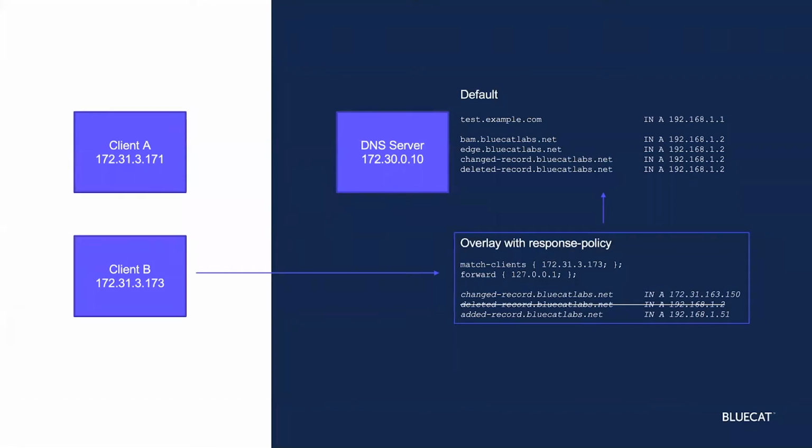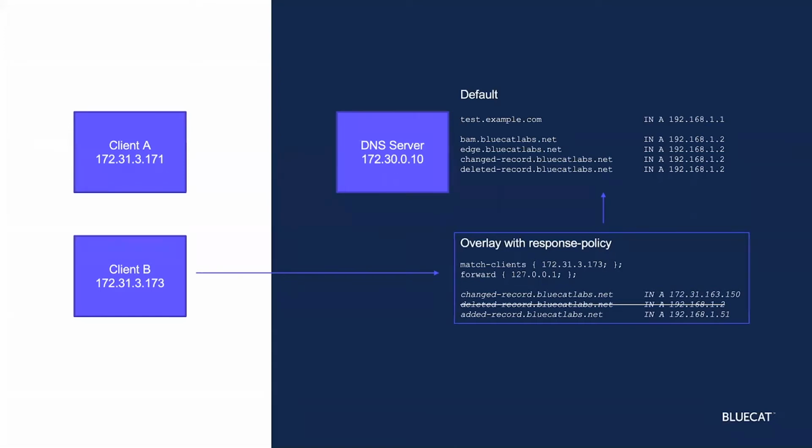To do this, we add a view with a response policy. This view then forwards to localhost. For clients that match this overlay view, any records that are in this view will get answered out of it, but anything that's not explicitly in this view will get forwarded back to localhost and then get answered out of the default view.